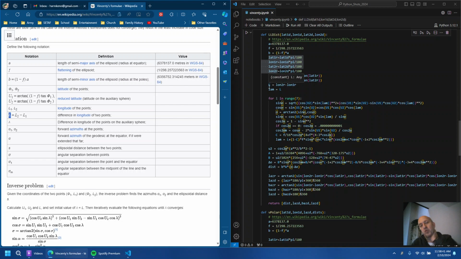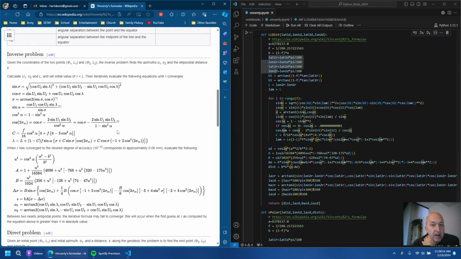It's going to convert. We're going to use lambda. And the lambda is going to evolve as we start doing this loop. So we come down here and we have our sine, giant square root of all that gibberish there. And then the cosine. And then our sigma.